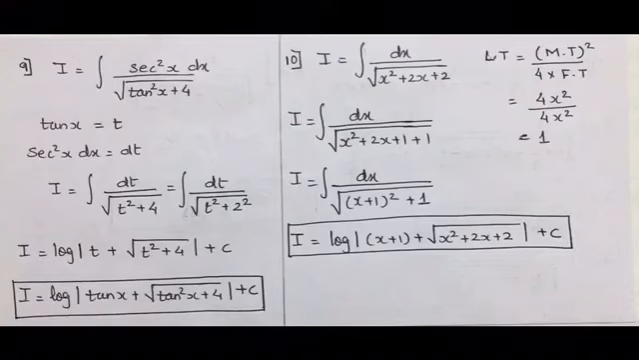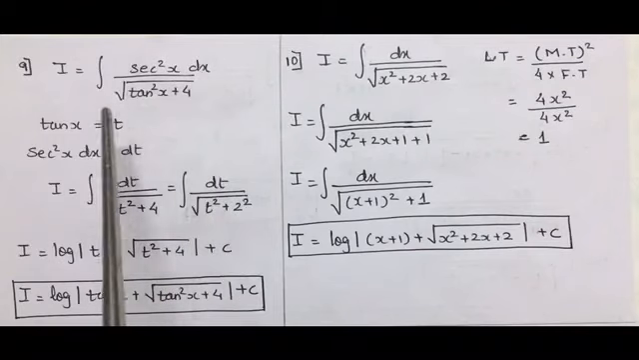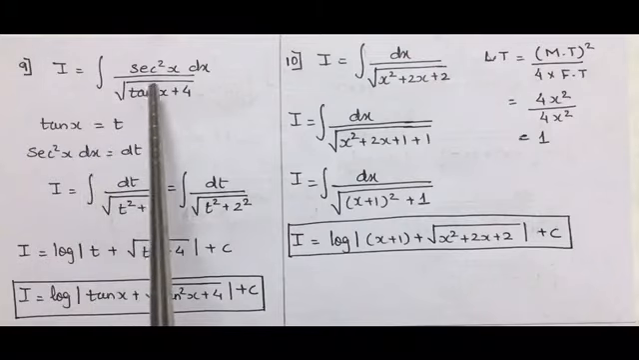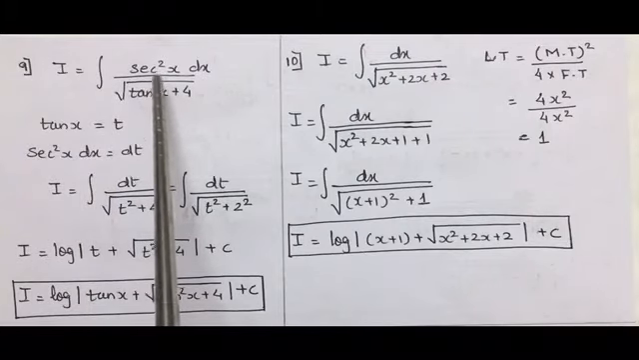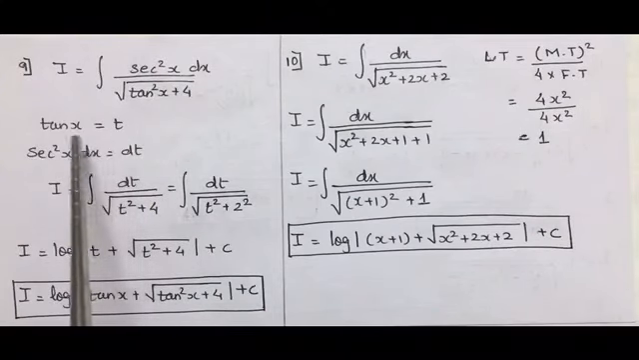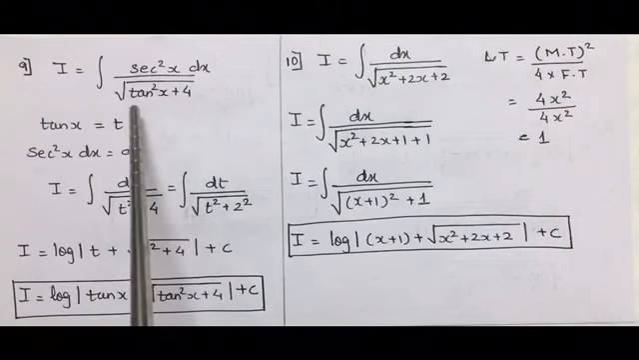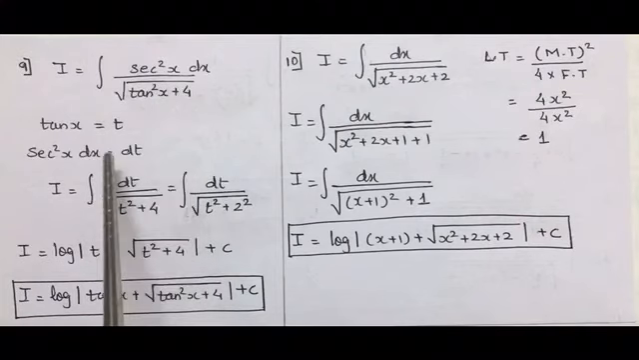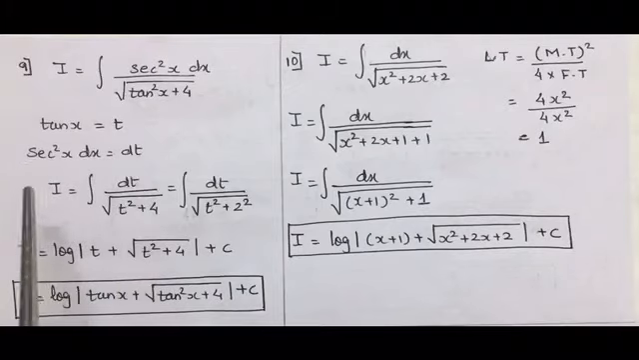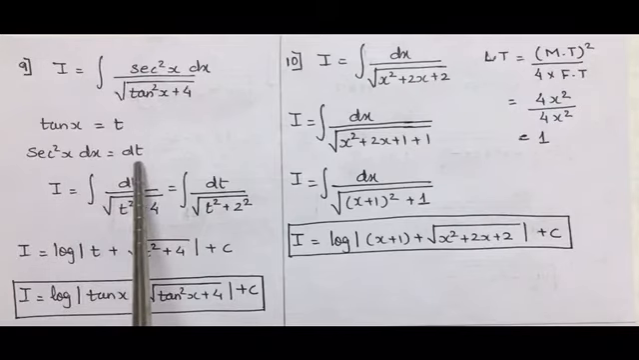Ninth one given is integration sec square x dx upon under root tan square x plus 4. Now we already know that sec square is the derivative of tan x. So to simplify our calculation and to remove sec square x from up and bring it into the standard integration, the best part is assuming tan x is equal to t. So differentiation of tan x becomes sec square x dx is equal to dt.